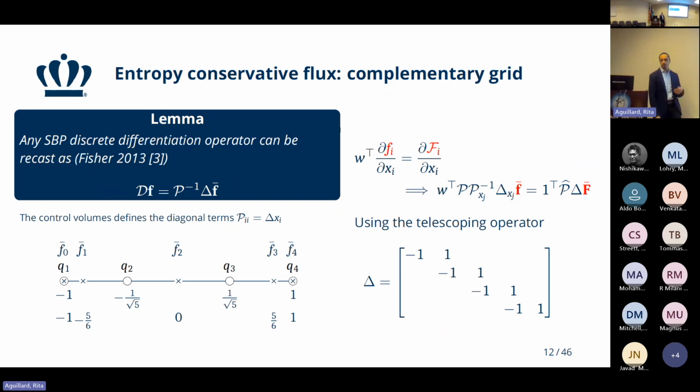forming some sort of control volumes, because the diagonal terms of this P matrix are just the control volume sizes of these, let's say, cells formed by the complementary grid. And everything is stitched together with this telescoping operator, and that gives us, on the right-hand side, a discrete notion of that. So we can recast that again. It just gives us, instead of the boundary of the domain, the interfaces of this element.